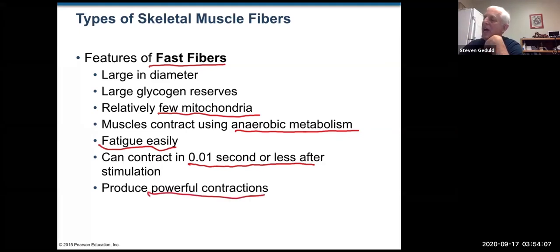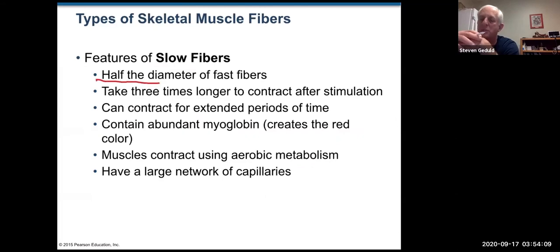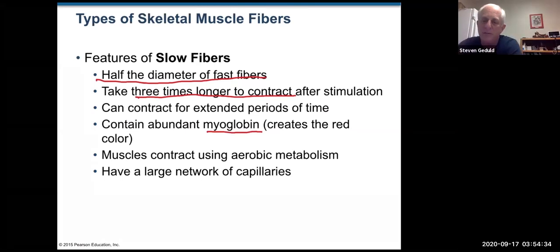Okay? Slow fibers are half the diameter of fast fibers. They're smaller. They take 3 times longer to contract after stimulation. You don't need them to contract that fast. They're in it for the long haul. They're not going to be the ones that contract extremely fast like that. Okay? They can contract over extended periods of time. They contain a lot of myoglobin, a lot of oxygen-containing compounds, so they have oxygen available. That gives them the red color.